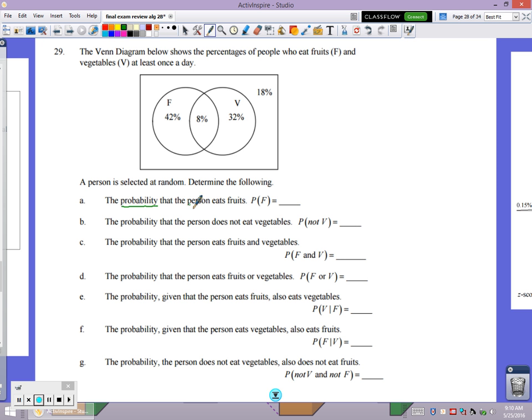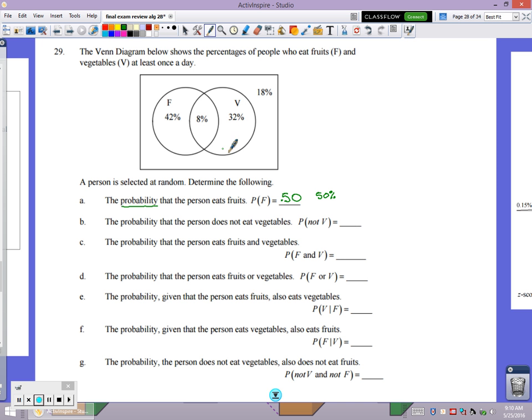So the probability that a person eats fruit would be all of this circle. So 42 and 8, which would be 50. So 0.5 would be the probability. If you're writing percents, you would say 50%. Okay. The probability that the person does not eat vegetables.